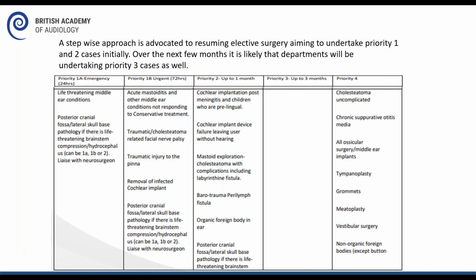In this guidance, and this is, as I say, the main ENT one, they have taken most of the things that are routine ear surgery and put them into a level 4 priority system. So they can see departments will be undertaking priority 3 cases as well over the next few months, but not necessarily anything from that priority 4 cases. So what we have there is a list of the things that the main document says will restart, but there's more detail in the otolaryngology document for us.